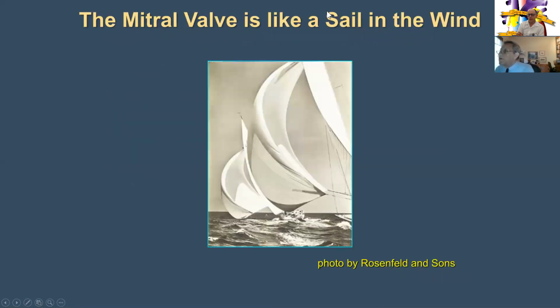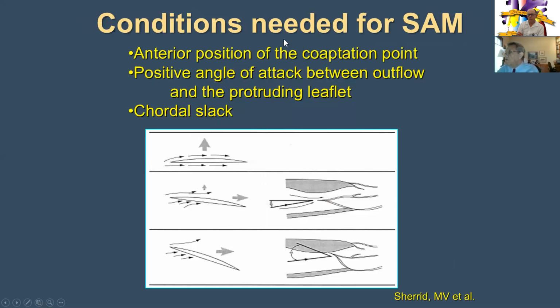Now, the mitral valve is like a sail in the wind. And as that wind goes, so goes the mitral leaflets, depending on their shapes. Now, conditions needed for systolic anterior motion of the leaflet are anterior position of the coaptation point, positive angle of attack between the outflow and the protruding leaflet seen here, or chordal slack.